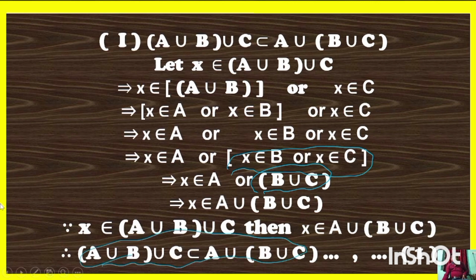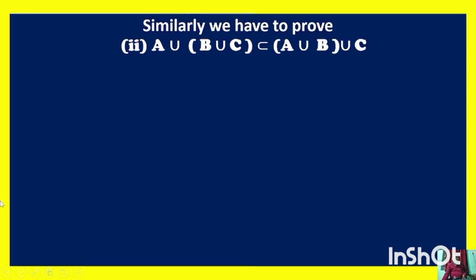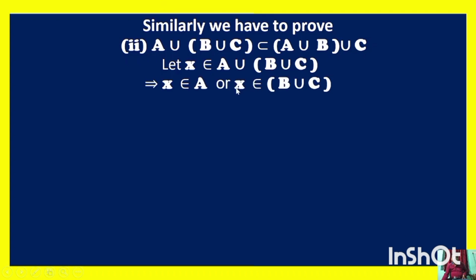Okay? And point one, similarly we can prove that A union (B union C) is also a subset of (A union B) union C. Similarly, let us take X belongs to A union (B union C). It means X belongs to A or X belongs to B union C, right? Or X belongs to A or X belongs to B or X belongs to C.